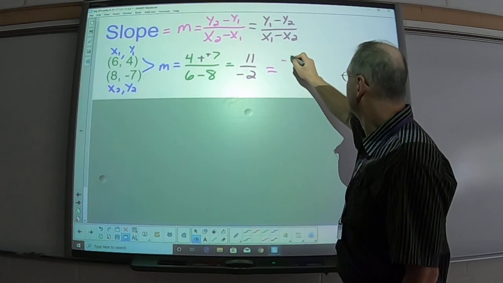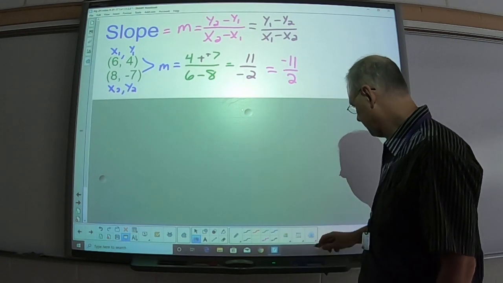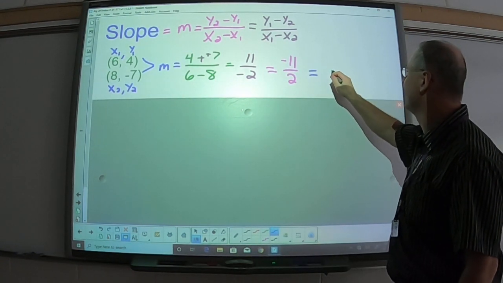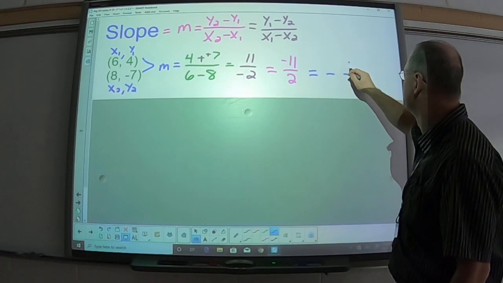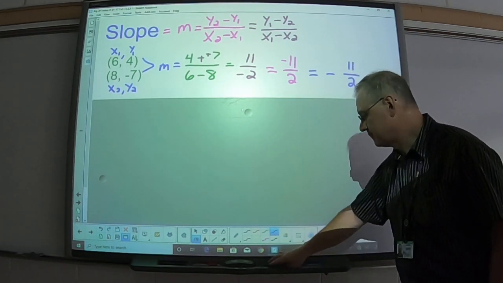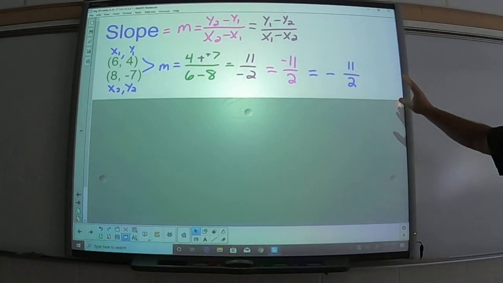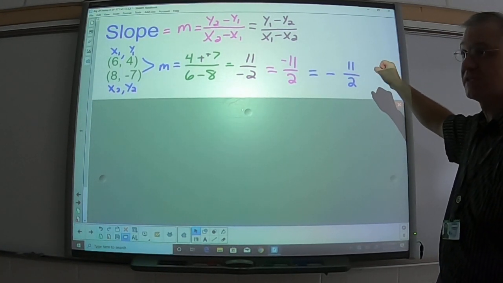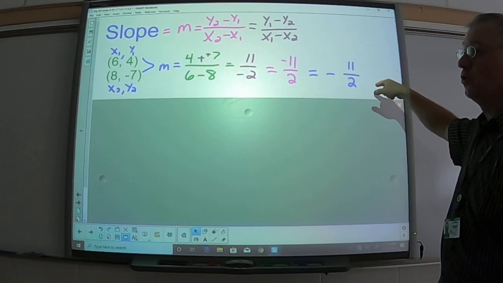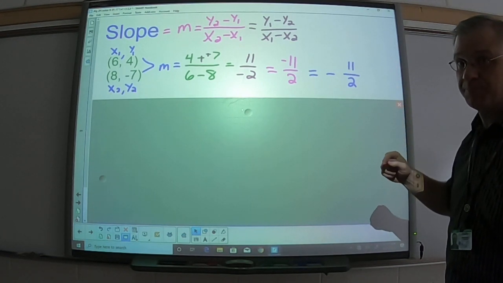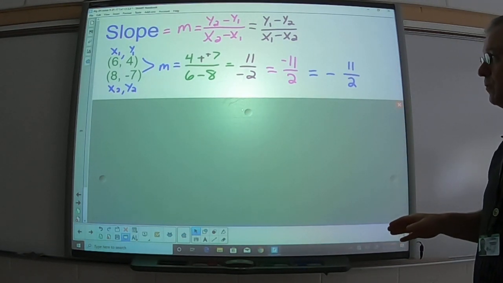or this way, or you could even write the negative to the side like that. They're all -11/2, no matter which one you do. And whenever you're working with slope, you can reduce it, but never make slope a mixed number. That's not what we do with slope.